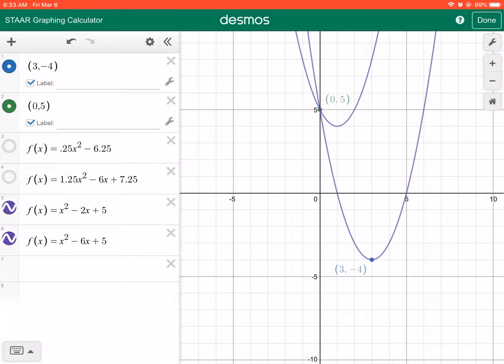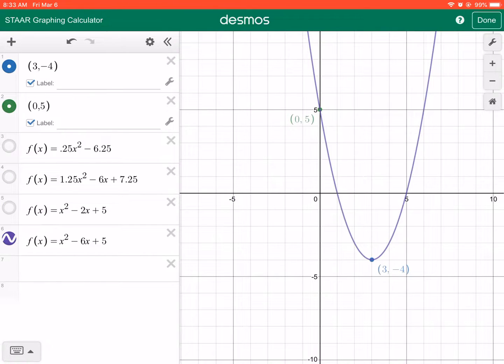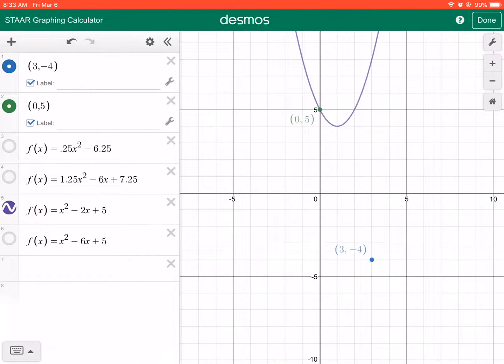And again, if you have all of these things on at once, it gets very complicated. So hide them as you go, or hide them at the end so that you can look at one at a time.